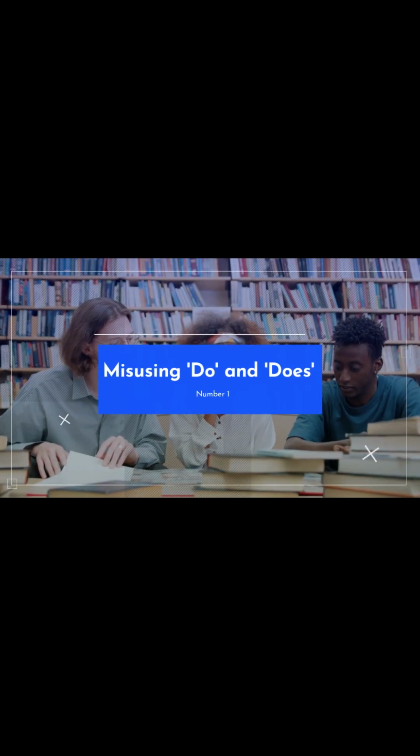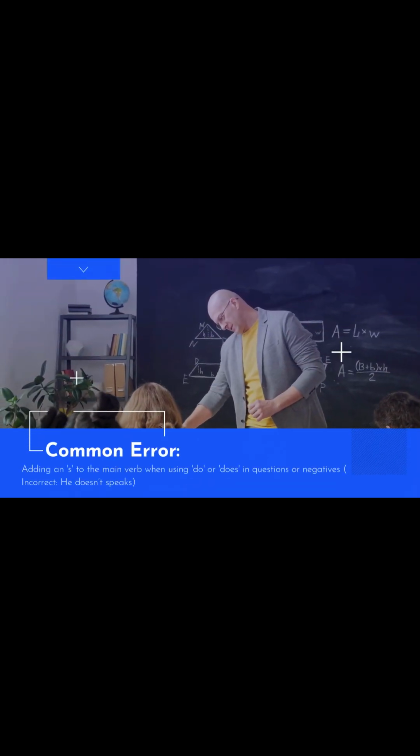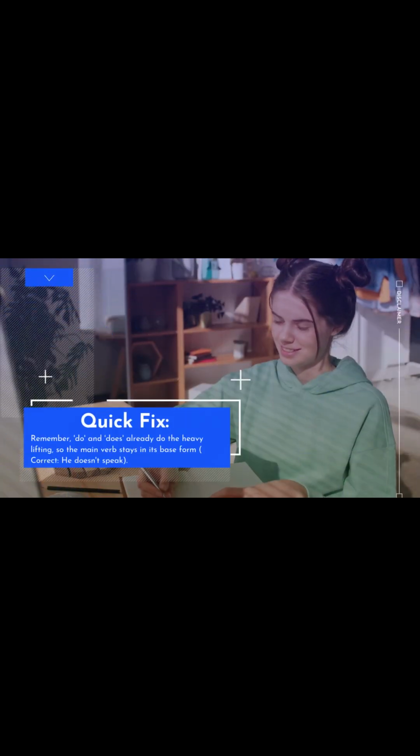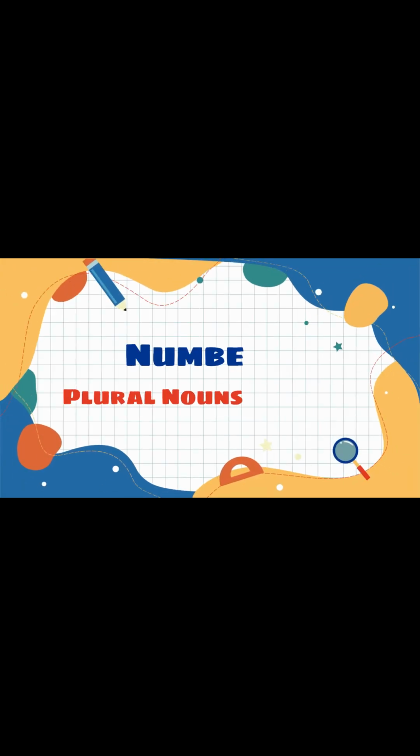Number 1. Misusing do and does. Common error: adding an S to the main verb when using do or does in questions or negatives. Incorrect: he doesn't speaks. Quick fix: remember, do and does already do the heavy lifting, so the main verb stays in its base form. Correct: he doesn't speak.